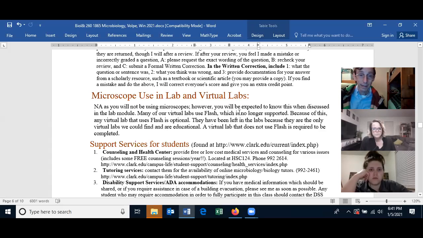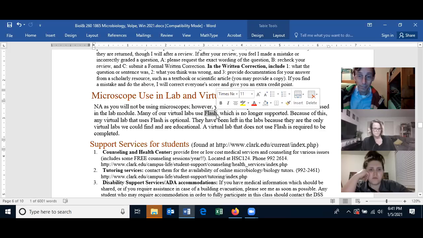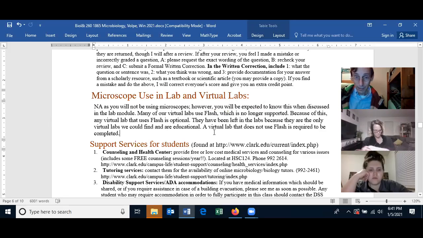Now, with that stated, many of the virtual labs in microbiology use Flash, and Flash is no longer supported. So if the virtual lab uses Flash, then I have to say it is optional. Now, a virtual lab that does not use Flash is not optional. You must do it, okay? But for the Flash ones, they are optional because Flash is no longer supported.